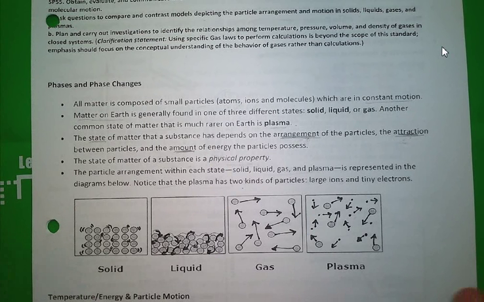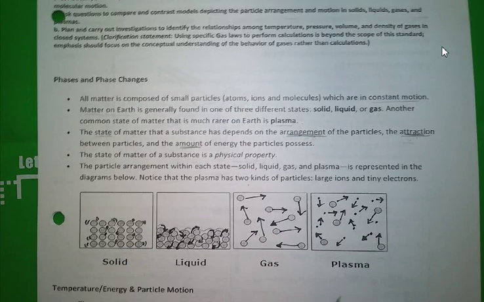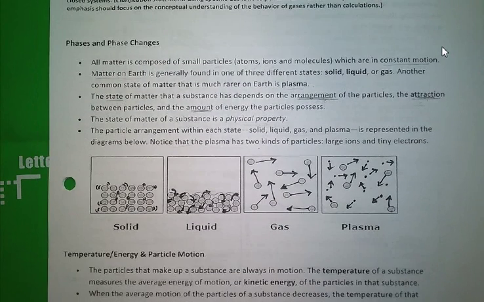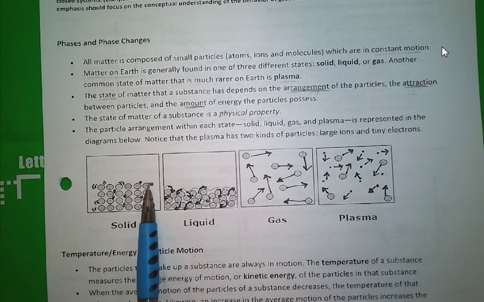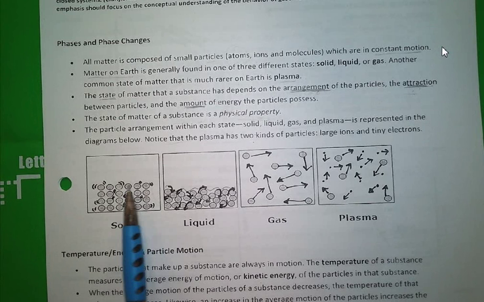The particle arrangement within each state, solid, liquid, gas, plasma, is represented in the diagrams below. Notice that the plasma has 2 kinds of particles, large ions and tiny electrons. So down here you have your particles, and you notice around those solid particles, they're kind of in a boxy shape. The particles are lined up, they're very, very structured, they're very, very close together.